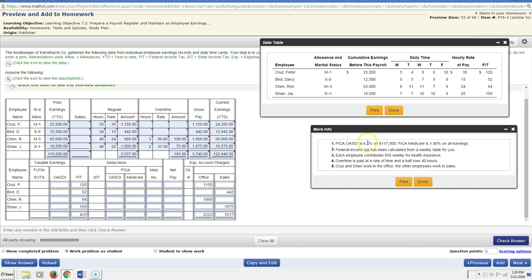Be that as it may, the current rate is 6.2% of every dollar that an employee earns. An assumed ceiling cap here is $117,000, which means it's a little more than that, I think, for 2016.